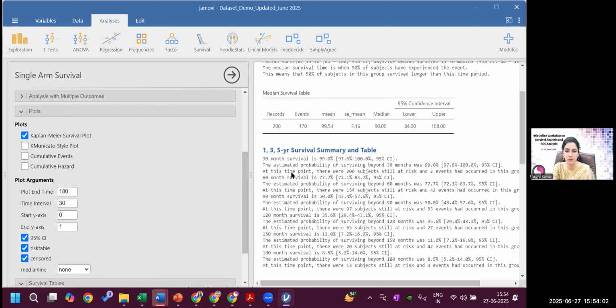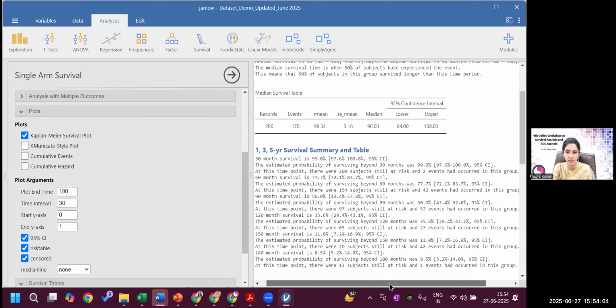And it writes also here. If you see, it writes the estimated probability of surviving beyond 30 months was 99%. At this time point, there were 200 subjects still at risk and 2 events had occurred in this group. So this is the description. You can write this also. Of course, not these many intervals, but for the interpretation, you can take help of this write-up also.